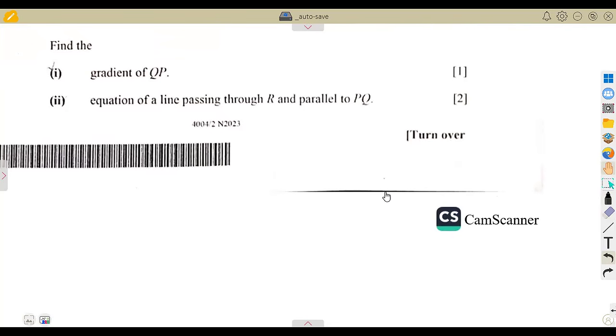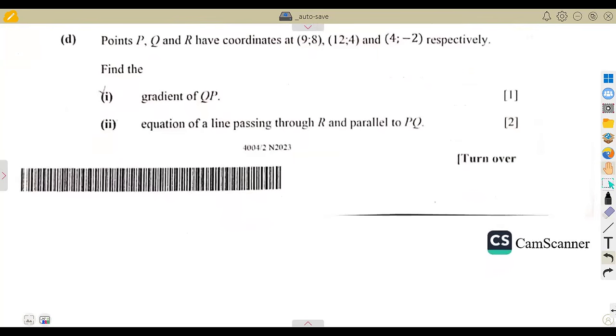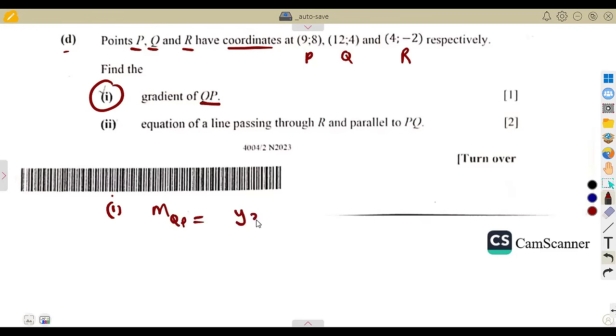All right. Considering the D, we are given the points P, Q, and R. I've got coordinates, respectively. So this is P, this is Q, and this is R. Find the gradient of QP. Remember, the gradient of a line M is the change in Y over the change in X, Y2 minus Y1 over X2 minus X1. So gradient can be written by the letter M, or you can write gradient is equal to, if you want.